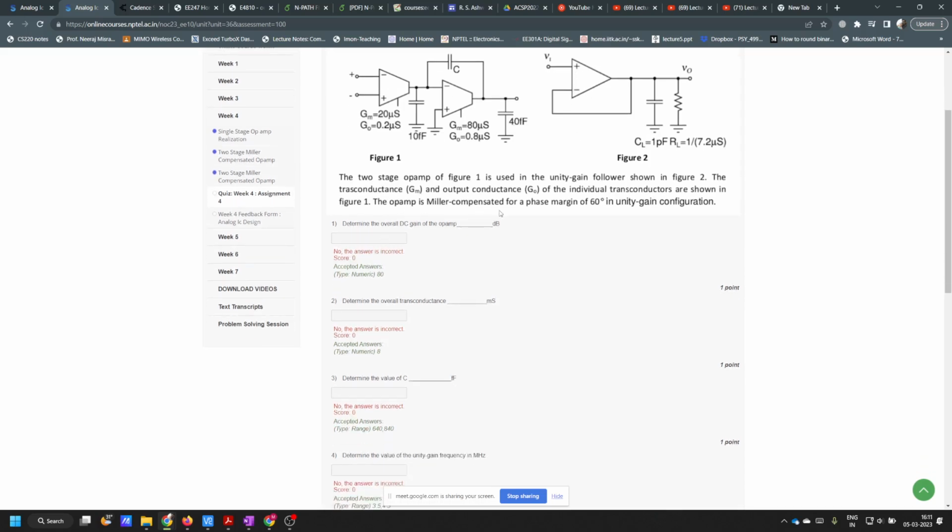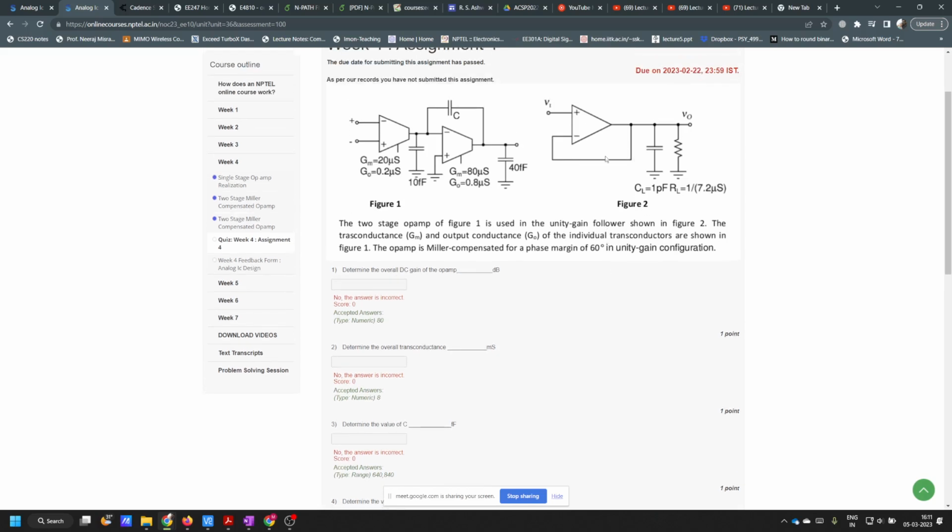Now the op-amp is Miller compensated for a phase margin of 60 degrees in unity gain configuration. So this is basically the condition, unity gain configuration, and this op-amp is Miller compensated to be used in this particular configuration. So this whole block is compensated for unity gain configuration with a phase margin of 60 degrees.